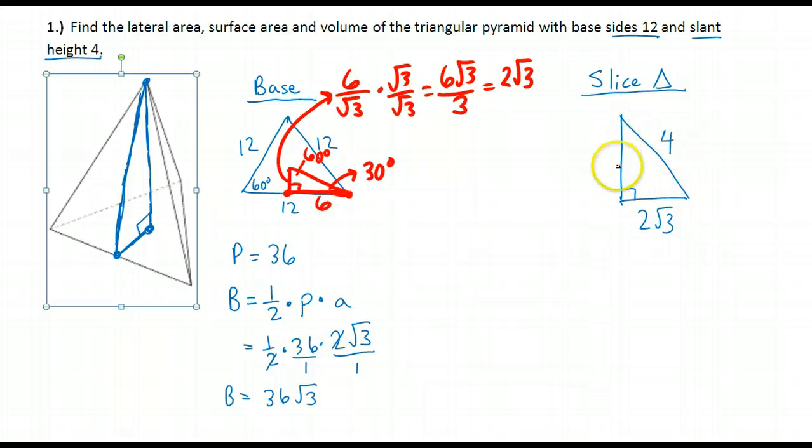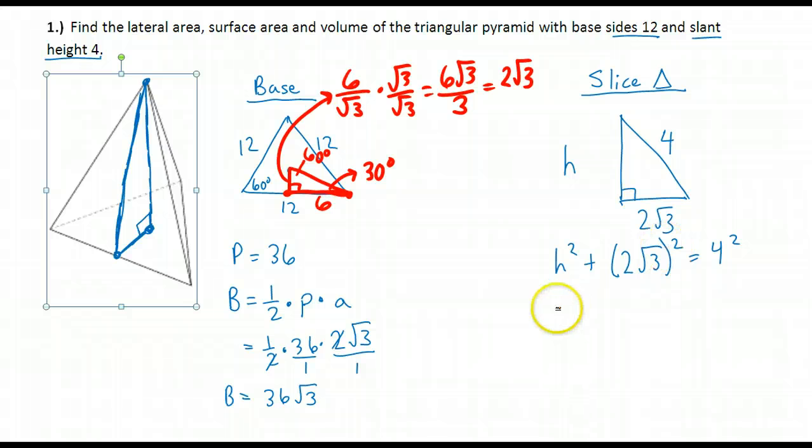So the piece that I don't know is my height. To figure out that height, I'm going to use the Pythagorean theorem. H squared plus 2 square roots of 3 squared equals my hypotenuse squared. Notice that I put 2 square roots of 3 in parentheses before I squared it. The reason I do that is I want to make sure that this squared extends all the way to the 2 and to the square root of 3. I can distribute powers over multiplication. So this is really 2 squared, which is 4, times the square root of 3 squared, which is 3.